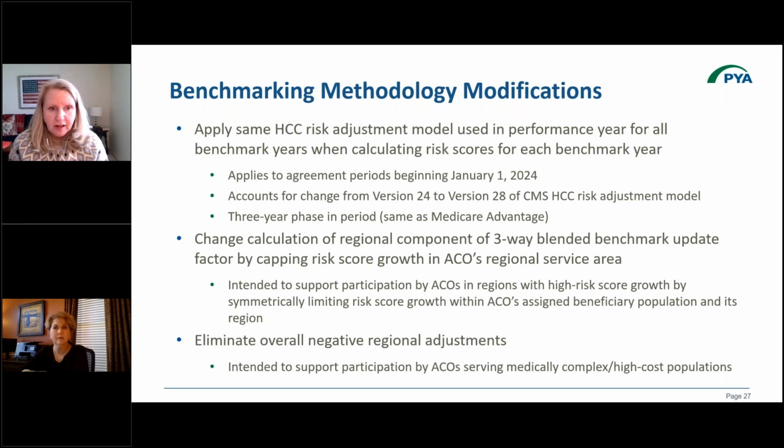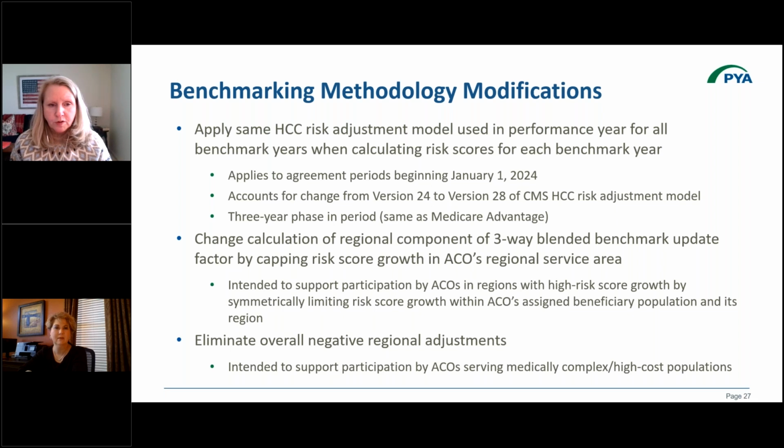Benchmarking methodology modifications, which I still believe can only be read and understood by an actuary, because every year I try to read this and I scratch my head and say, whoa, this is complicated. But here are the things that you want to pay attention to because they will have some impact on you. The big change here is HCC risk scores.